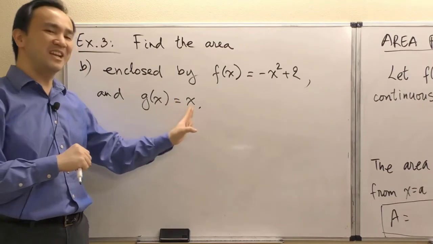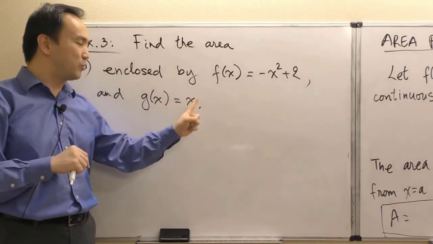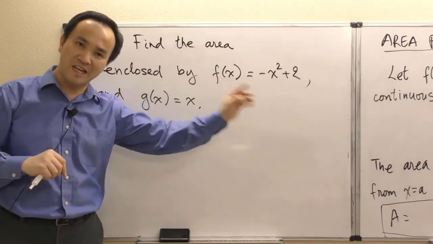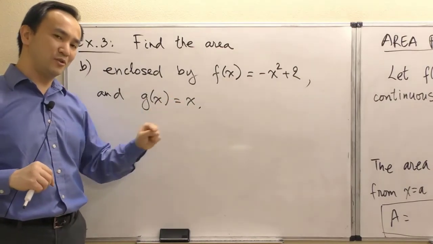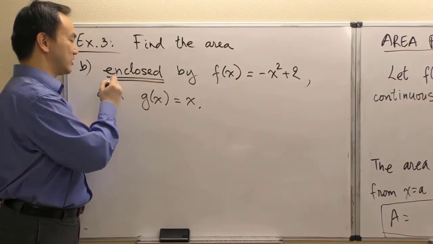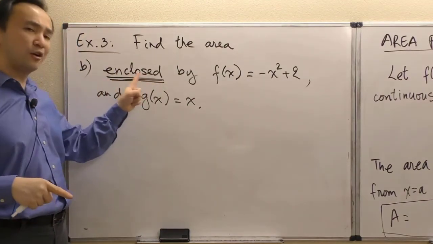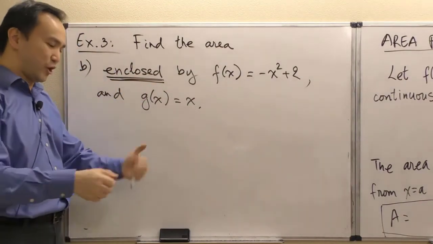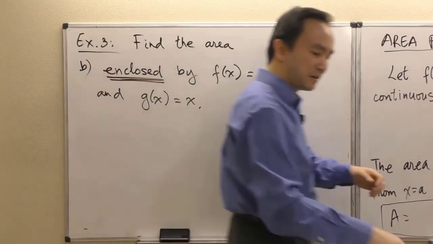It doesn't specify where we start the area from and where we end the area. We are supposed to find that on our own, and that's the way it's worded: it's an area being enclosed by. Okay, and so I'll show you what that means right now through my graphing device.